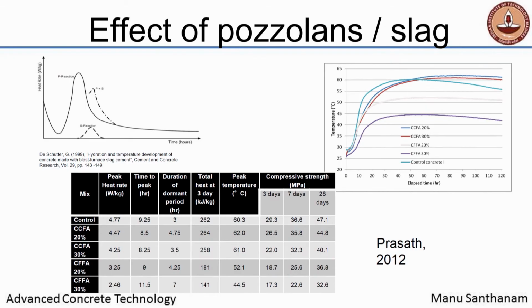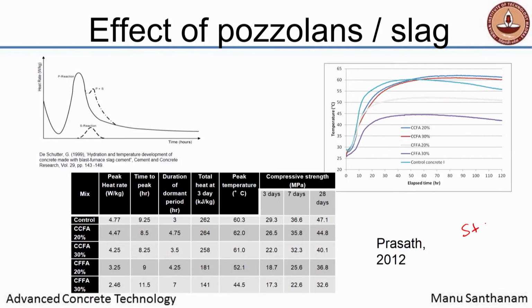Now, what happens when I change my cementitious binder and substitute cement with the pozzolanic material or slag? What I will end up doing is altering the chemistry of the system. First of all, I am reducing the amount of the readily hydratable clinker phases like C3S and C3A, and I am putting in some reactive silica in the system.